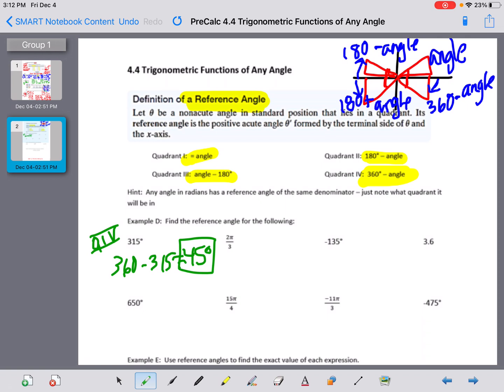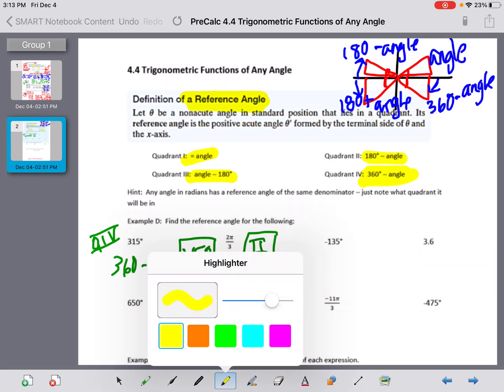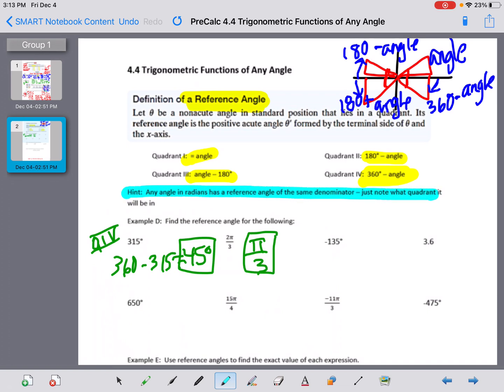Okay, here's where we really want it. 2 pi over 3. I don't care which radians you're in, it's the denominator. Pi over 3, done. I don't even have to worry about subtracting or doing anything else. When you're in radians, it's simply the denominator, okay? Notice, I didn't even point it out, but I should. Any angle in radians has a reference angle of the same denominator. Just note what quadrant it's going to be in, so I probably should go back. 2 pi over 3 is less than pi, so I'm going to be in quadrant 2, right? Because I just need to know later for my signs, right?